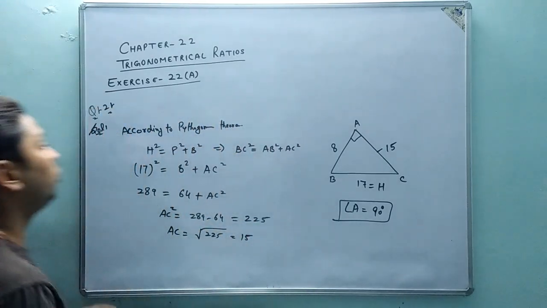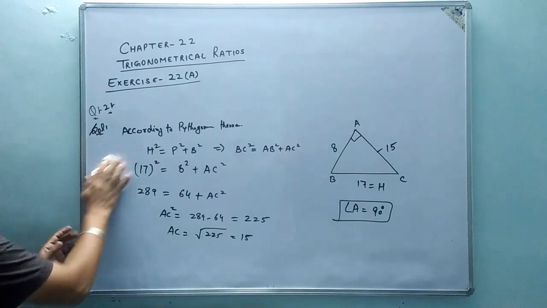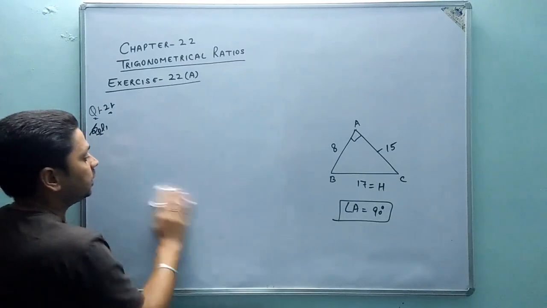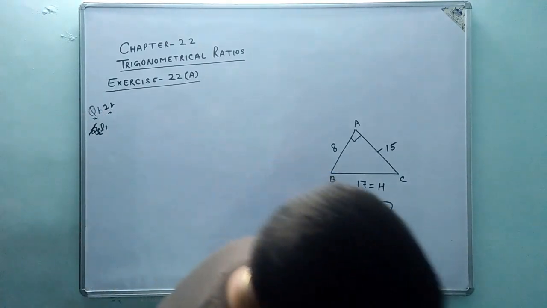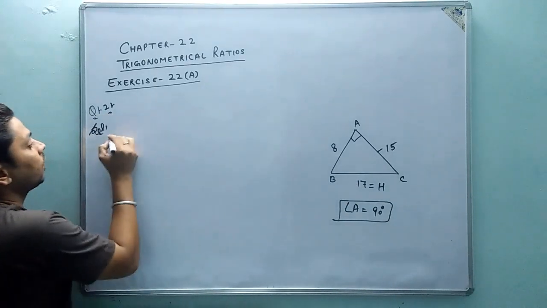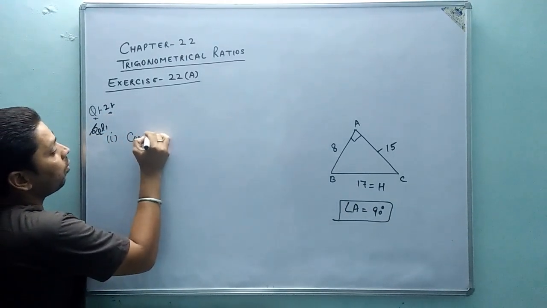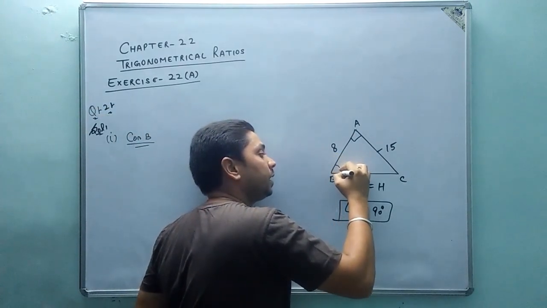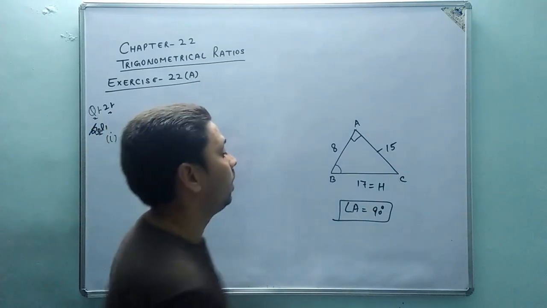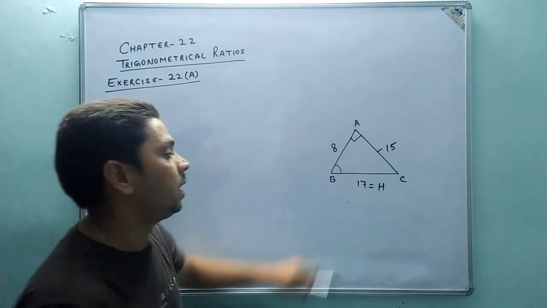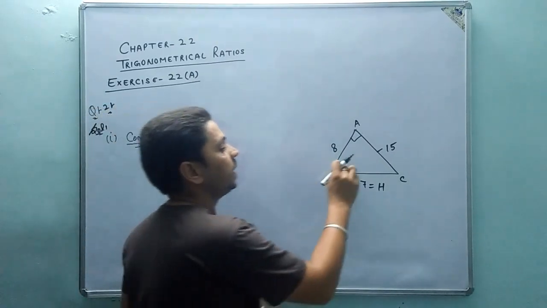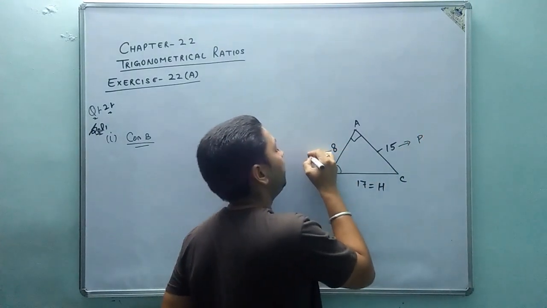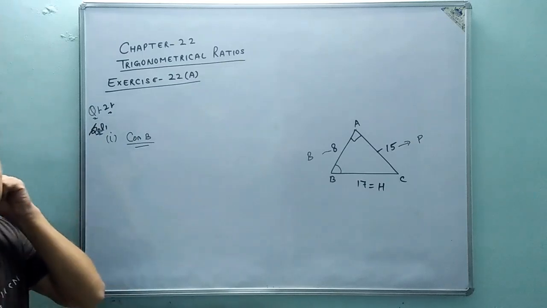Next, we have to find the trigonometrical ratios asked in the question. First is cos of B. So we are taking B as the base angle. Now if B is the base angle, the side opposite to it will be your perpendicular and this side will be your base.